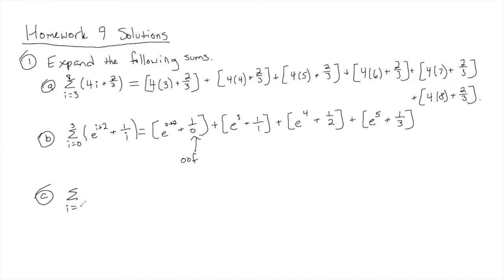Okay, and then for the last one, i equals 1 to 4 of sine of i pi over 2, I believe. Yep. This is plugging in 1. I get just sine of pi over 2 plus sine of 2 pi over 2, which I could just write as pi.